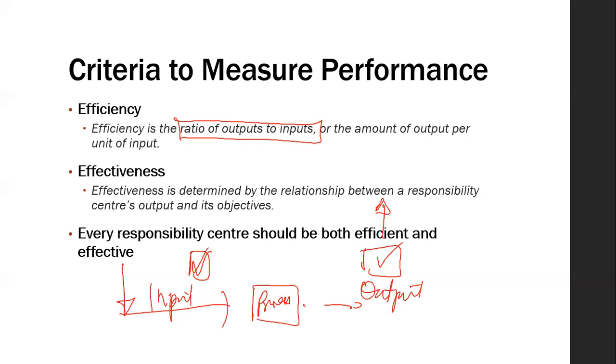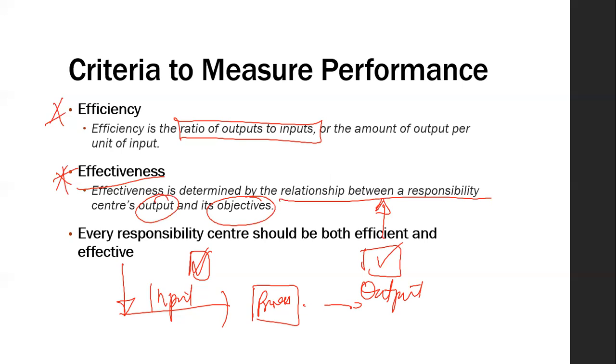The second general measure is effectiveness. An efficient operation is not necessarily effective, because you can be economical in terms of resources, but your output is not acceptable. Effectiveness is determined by the relationship between the output and its objectives. What do you want to happen with the output? Is the output in line with what it is intended to be? So for example, the quality of the output. Is the output acceptable to the consumer? If yes, then the output is effective, so the responsibility center is effective.